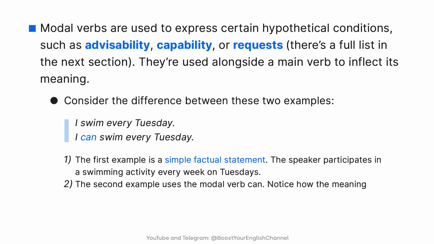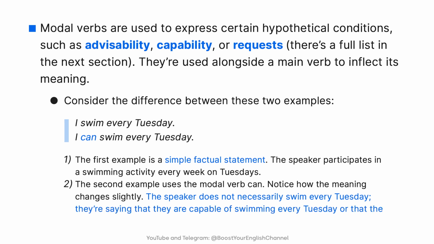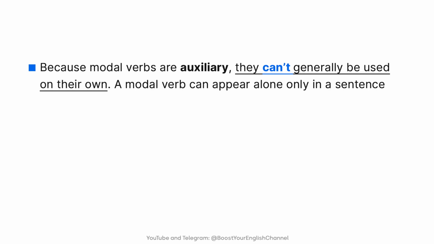The second example uses the modal verb can. Notice how the meaning changes slightly. The speaker does not necessarily swim every Tuesday. They're saying that they are capable of swimming every Tuesday or that the possibility exists for them to swim every Tuesday. It's hypothetical. Because modal verbs are auxiliary, they can't generally be used on their own.